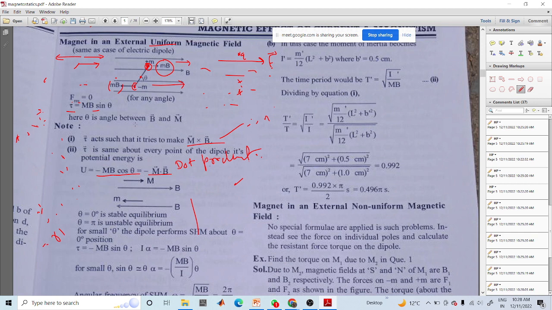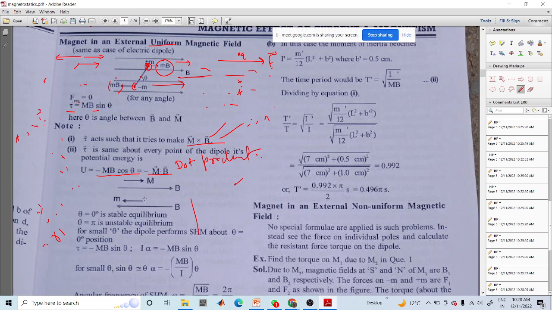And here that is cross product, right? So here you can see if theta is 0, that is minus mB. So a state will be equilibrium. What is the meaning of equilibrium state? Theta is 0, you can see on the figure, right? Here theta is 0, that means this dipole becomes parallel to B, right? So in this condition it will be a stable equilibrium.